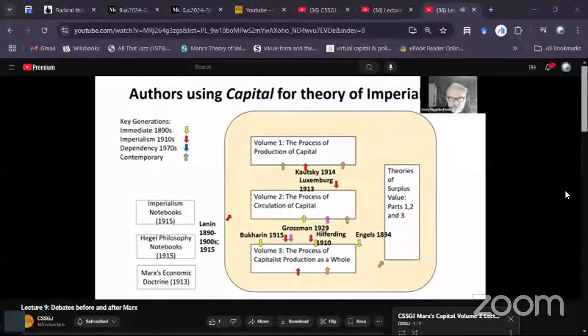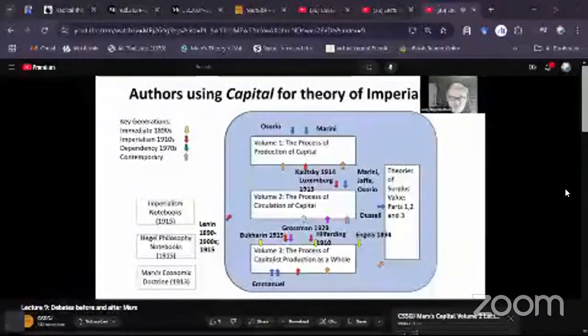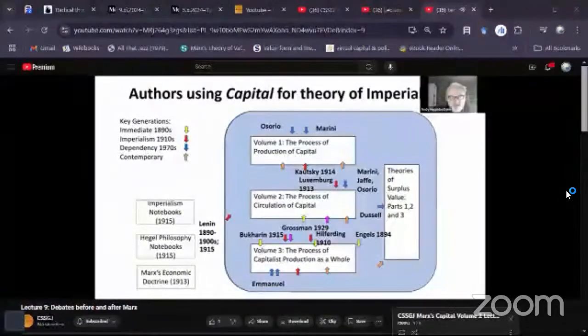Grossman, which we don't have time to look at, but we'll look at next time, is an interim generation. And then we have the generation of the 70s, which reworks the totality once again.